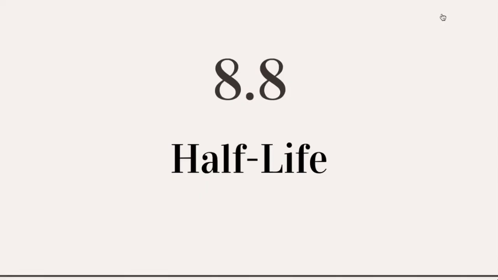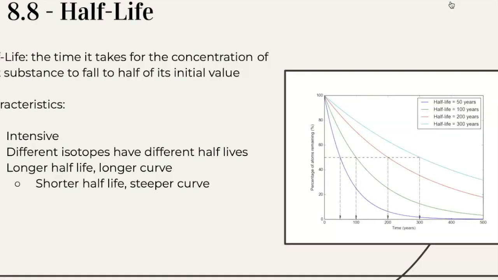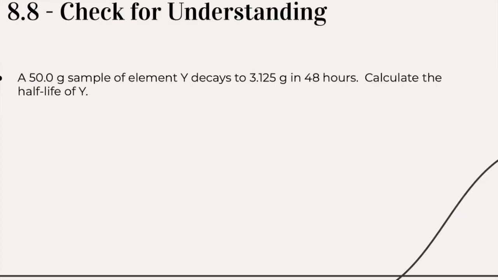Now I'm going to be going over half-life. The half-life is the time it takes for the concentration of that substance to fall to half its initial value, which is very simple. All right, so the characteristics of half-life include that it's intensive. Intensive pretty much means, as we covered before, that it doesn't matter how much of it you have. We also learned that different isotopes have different half-lives, and that longer half-lives will have a longer curve, right? So we have this really long curve, it's the longest half-life, and the shorter the half-life, the steeper the curve, because it goes away the fastest. So here's a check for understanding.